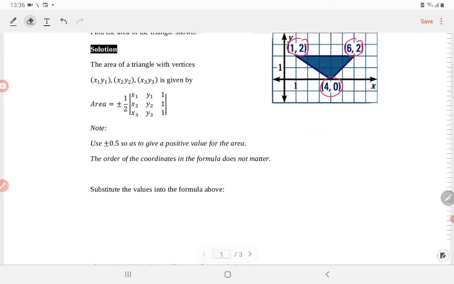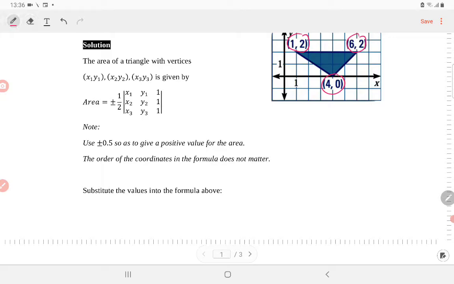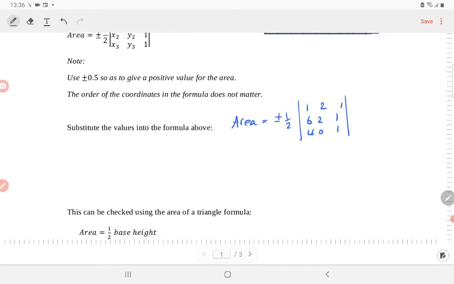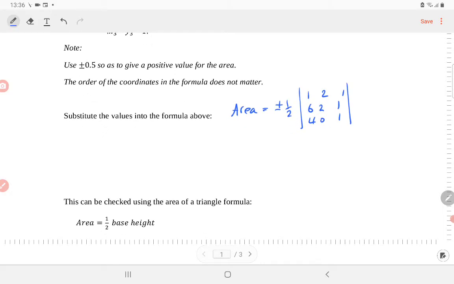Okay, so let's look at how we use the formula. Let's write it down first. Use blue. So the area equals plus or minus a half. Now we've got, in our question, 1, 2. So let's make that the first one. 1, 2, but then the last value is 1. Then we have 6, 2, and then 1, and then we have 4, 0, and another 1. So you need to find the determinant of this matrix here.